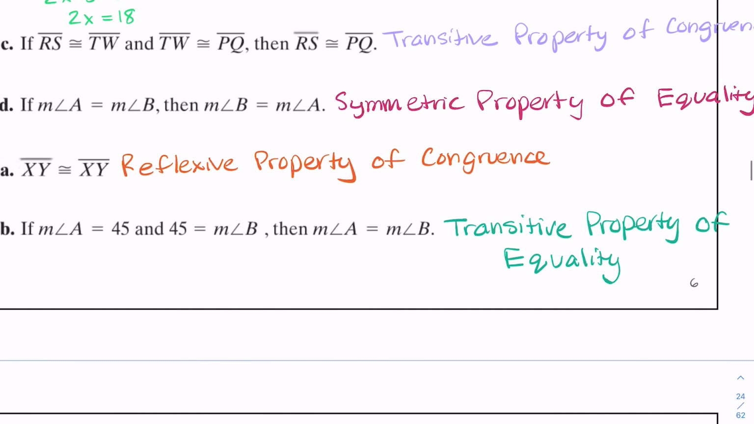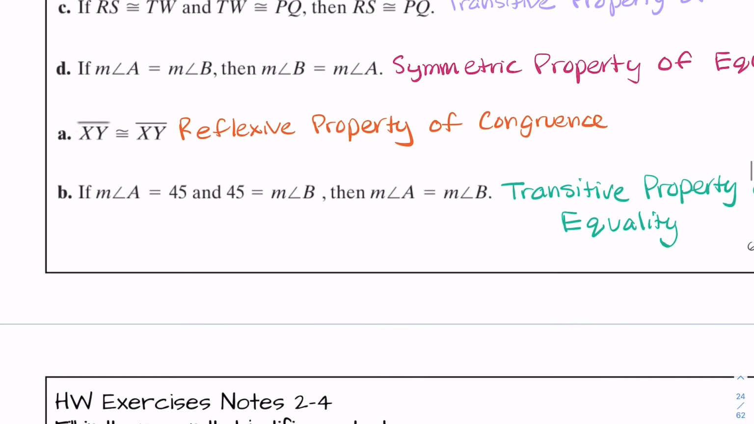All right. Some students ask me, Mr. Albernaz, why is this not substitution? If this happens and this happens, then this happens. Well, I guess you could say that you would substitute 45, wherever you saw 45, you would substitute in the measure of angle B. But the way this is written is very much like a transitive statement. Okay, it goes in that perfect order.